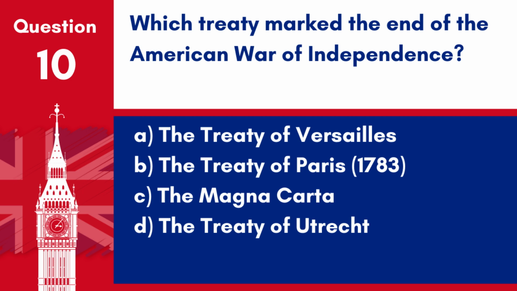Question 10. Which treaty marked the end of the American War of Independence? A. The Treaty of Versailles. B. The Treaty of Paris, 1783. C. The Magna Carta. D. The Treaty of Utrecht. Answer B. The Treaty of Paris, 1783. The Treaty of Paris in 1783 marked the end of the American War of Independence.